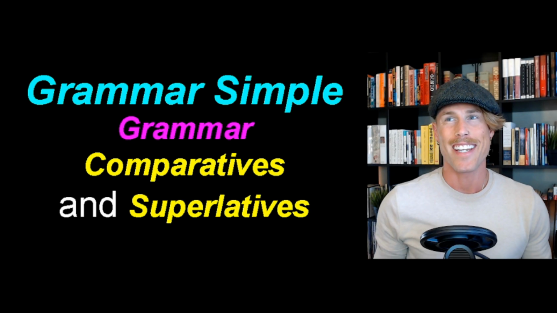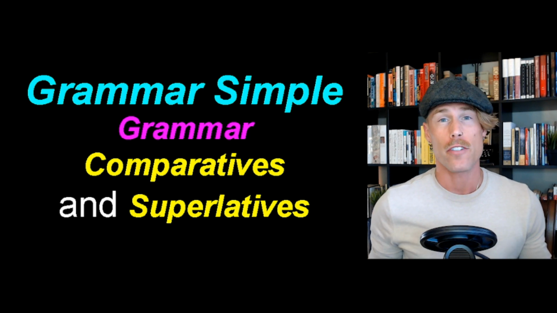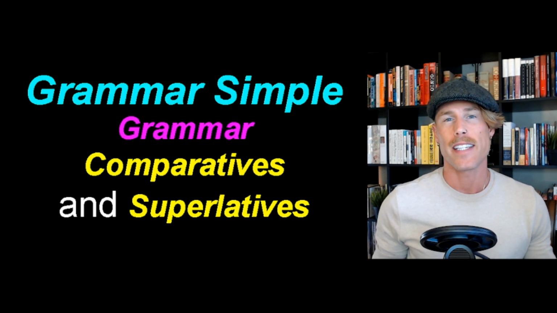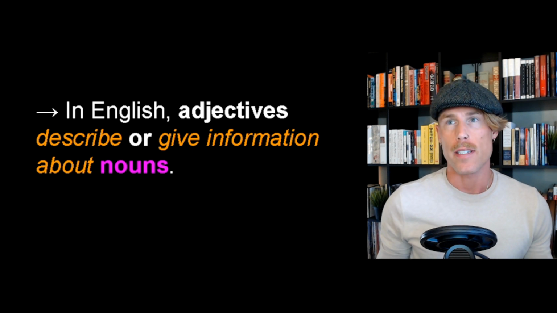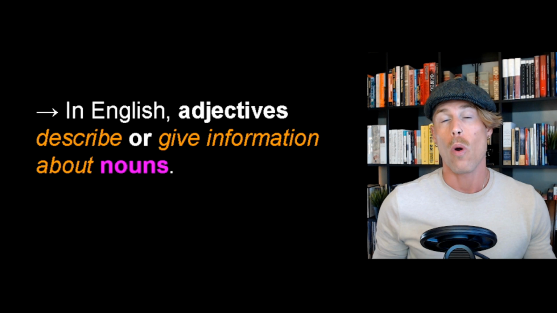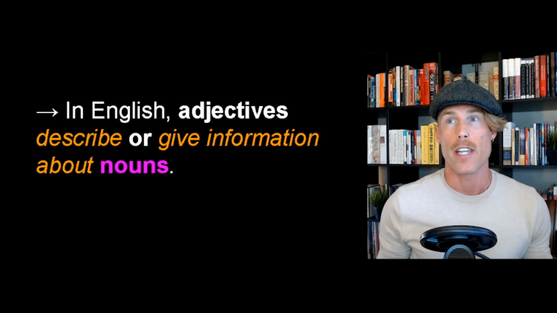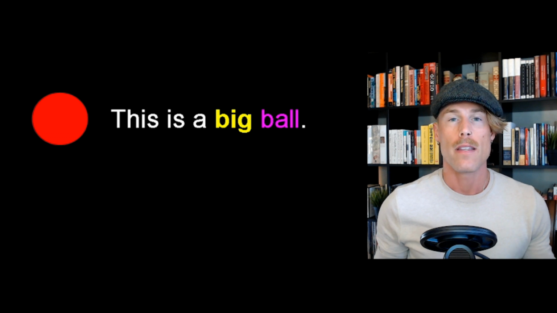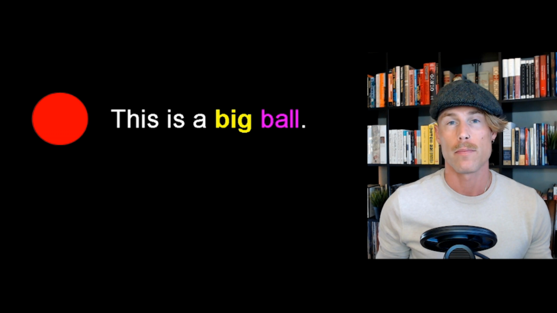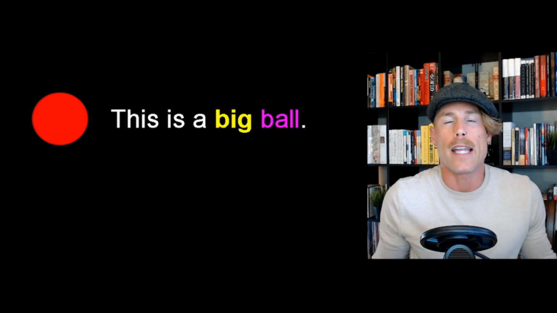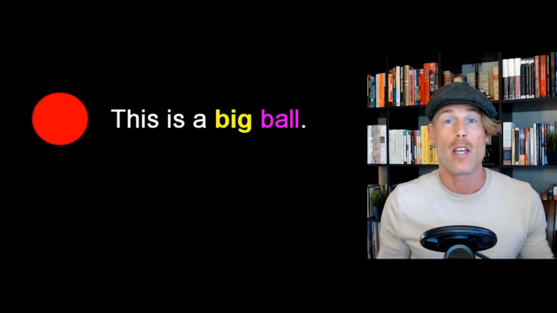All right, comparatives and superlatives. Let's get started. In English, adjectives describe or give information about nouns. For example, this is a big ball. Big is the adjective, ball is the noun. What kind of ball is it? A big ball.